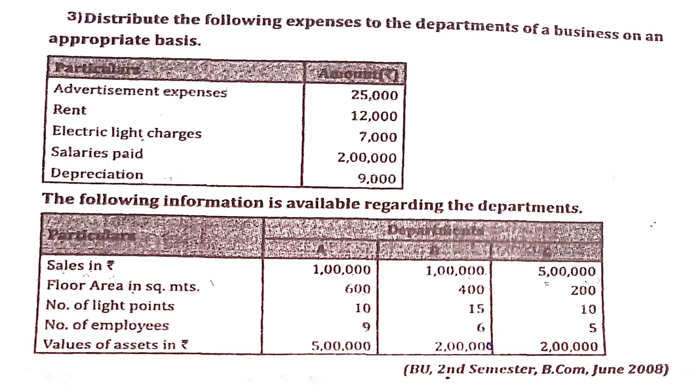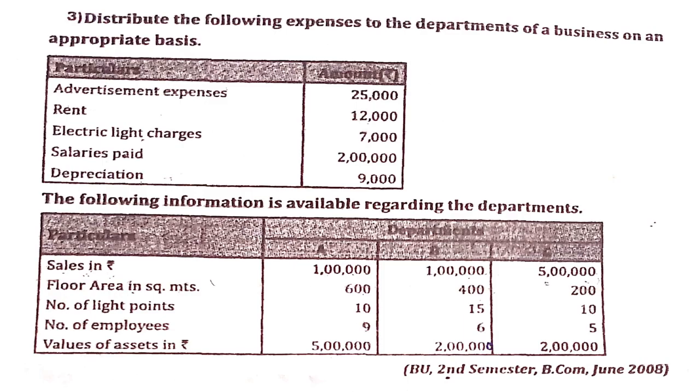On this basis you can distribute the salary of rupees 2 lakhs. And the last expense is depreciation of rupees 9,000. Depreciation is charged on what? On assets. Let us see whether any asset information is given. Here they have given the value of assets of all the three departments, 5 lakhs, 2 lakhs and 2 lakhs. On this basis you can distribute the depreciation of rupees 9,000. So all these are total expenses, and you have to distribute them between the three departments.